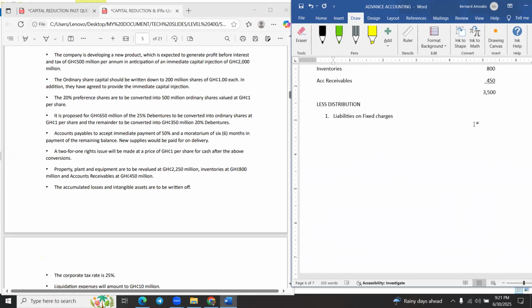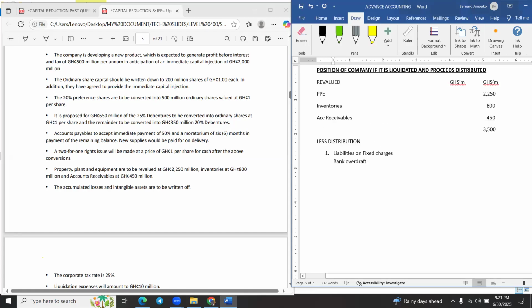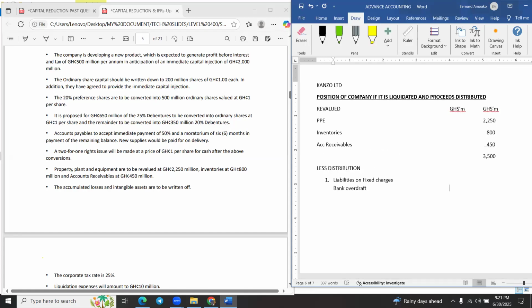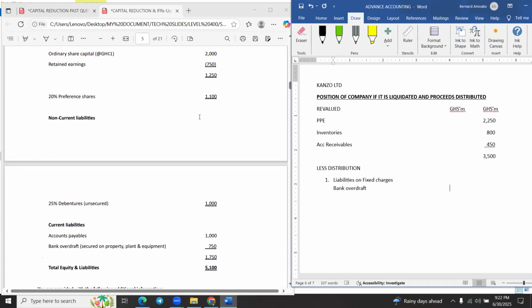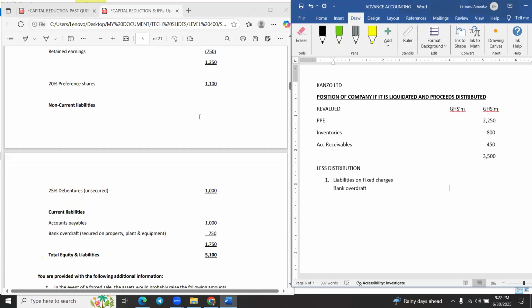What we put there is bank overdrafts. So, yeah, for you. What do you have for bank overdraft? BOD.